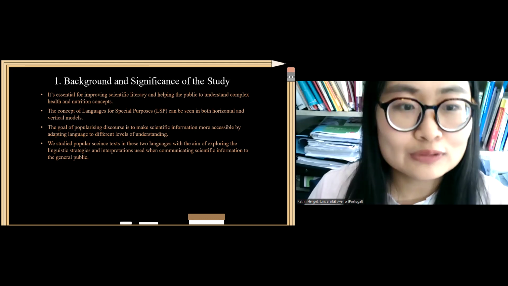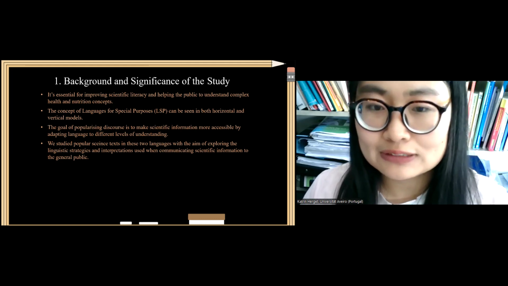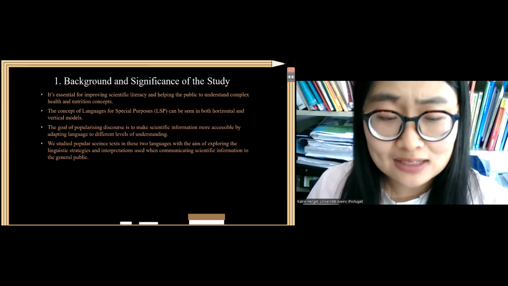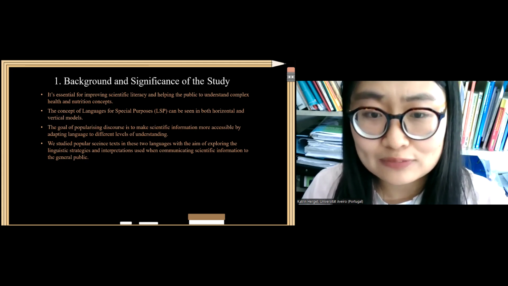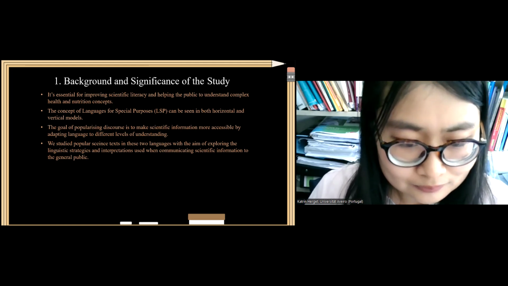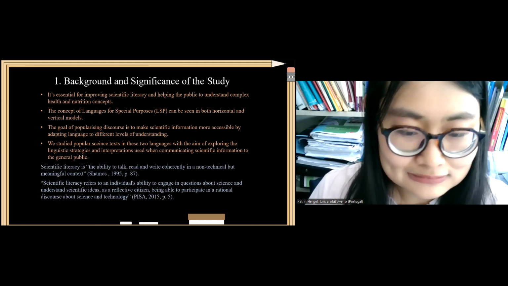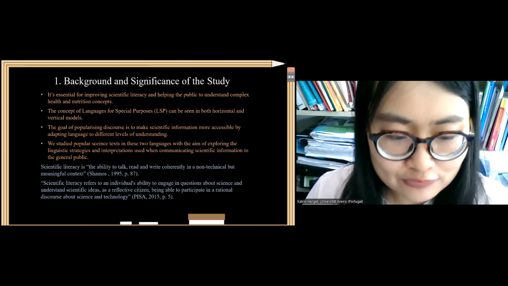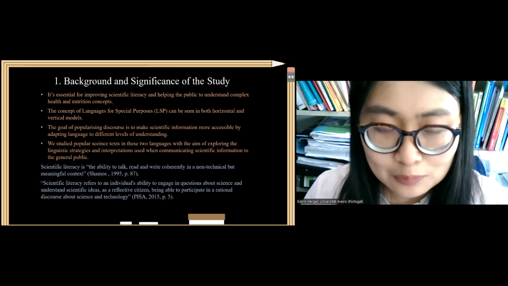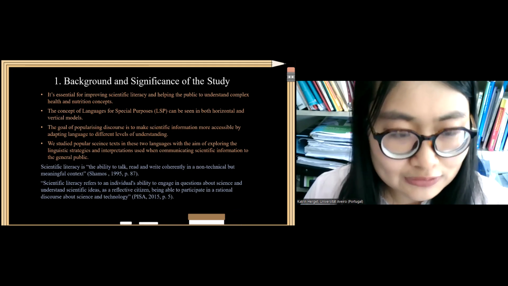We studied popular science texts in these two languages with the aim of exploring the linguistic strategies and interpretations used when communicating scientific information to the general public. This is essential for improving scientific literacy and helping the public to understand complex health and nutrition concepts.